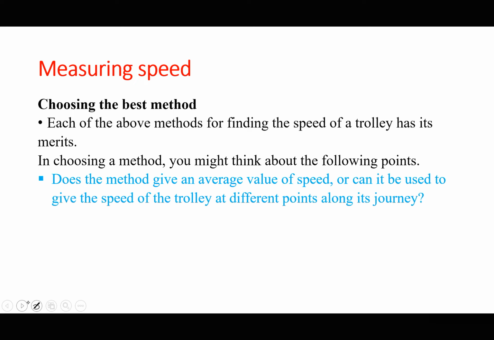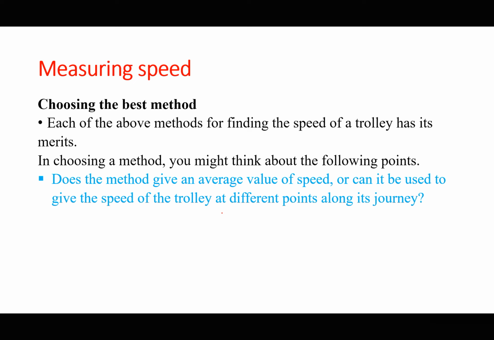For example, does the method give an average value of speed, or can it be used to give the speed of the object or the trolley at different points along its journey? So if you want an average speed, you can use light gates. You can use light gates to get the average speed. You can use just a stopwatch and a meter to measure distance and time.